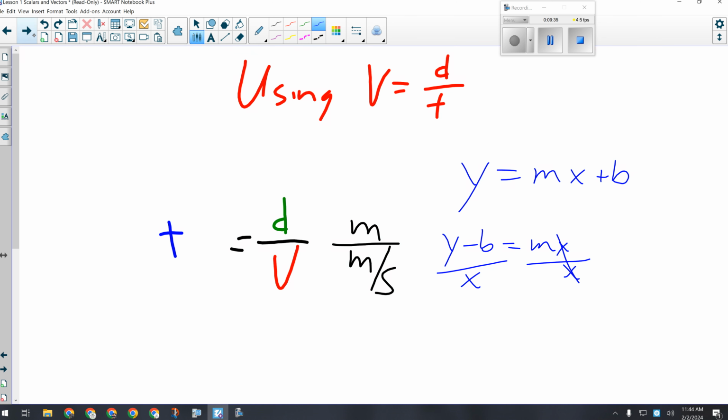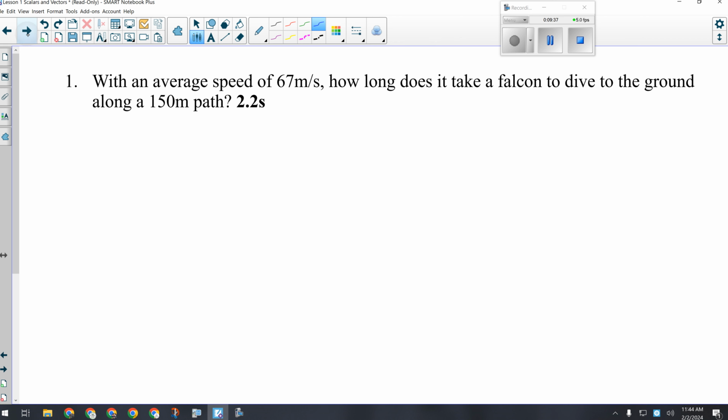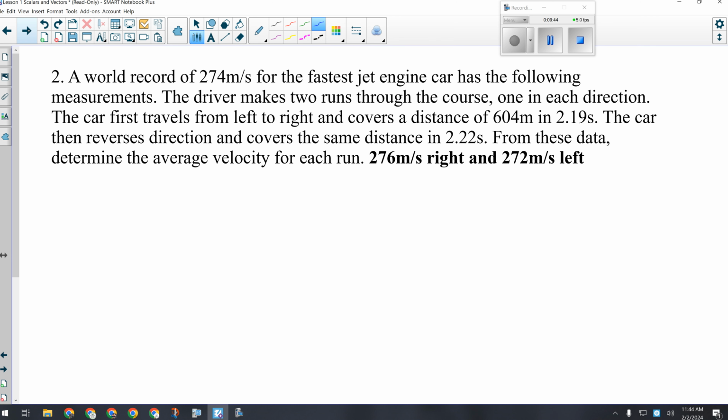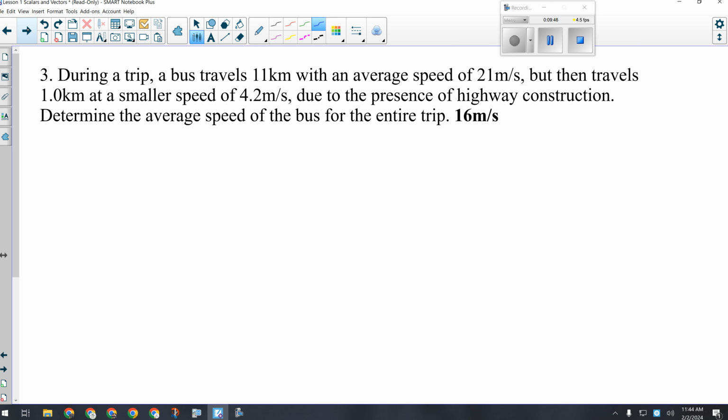Here's what I would like you to do. I'm going to put some questions up on the board. They're actually from your worksheet, and I want to just see how you do with these. That one's too easy. So is that one. I want you to try this one.